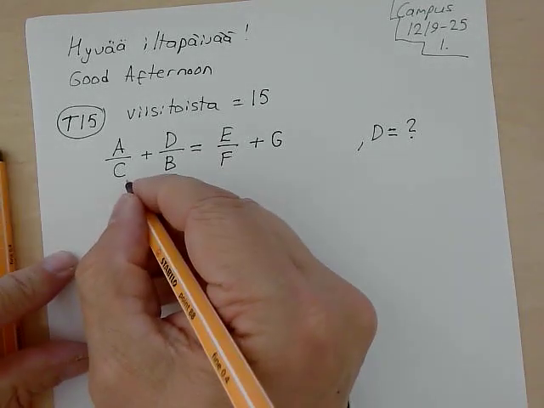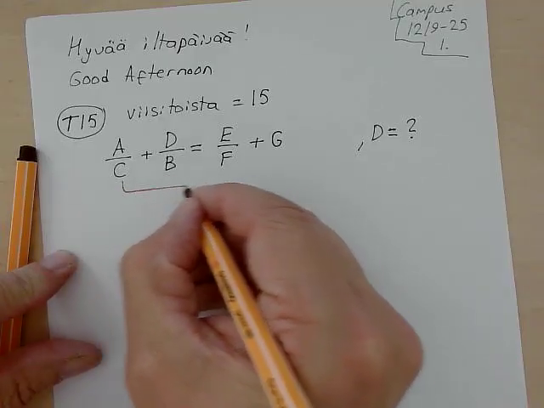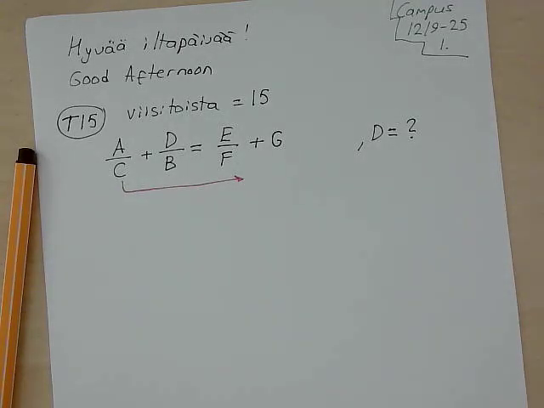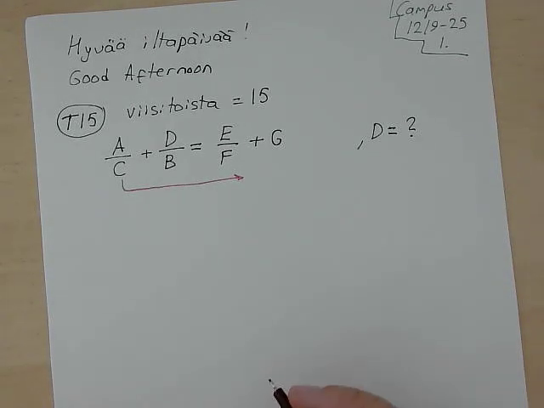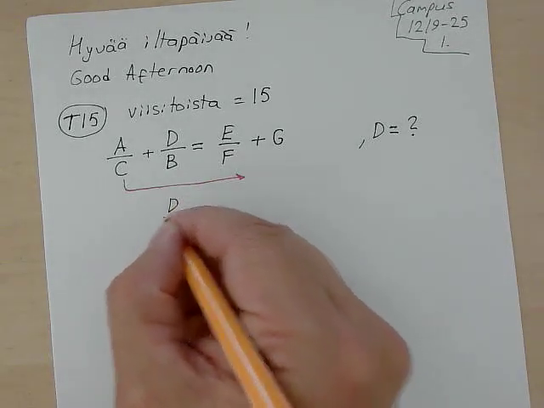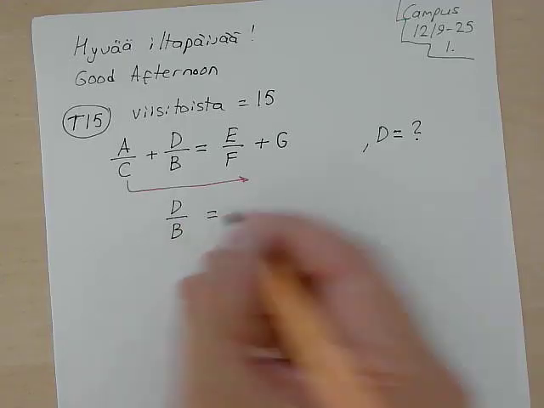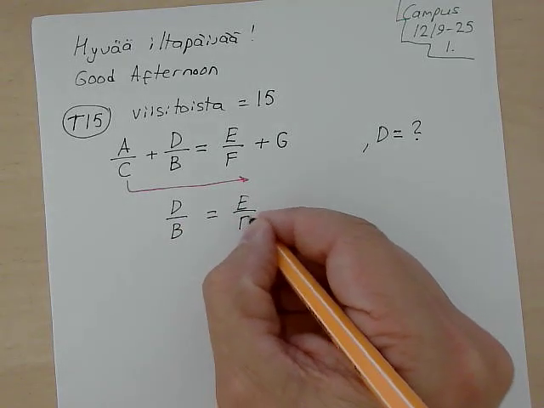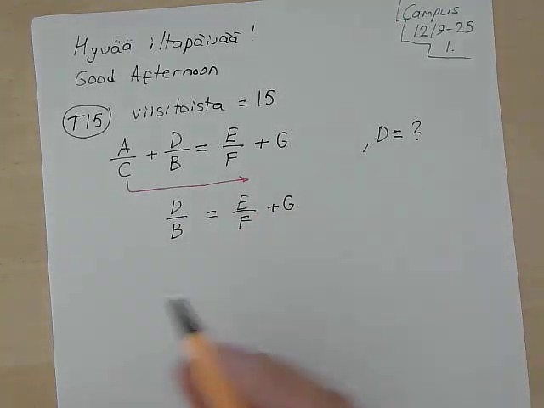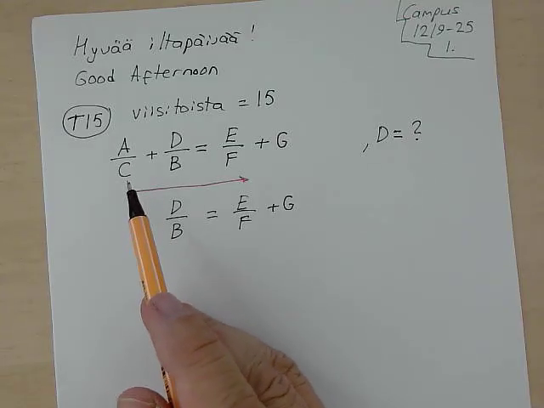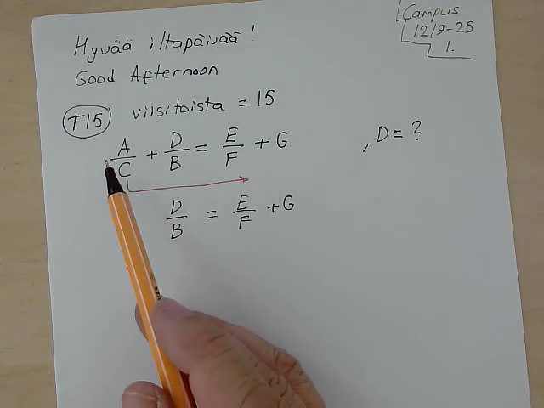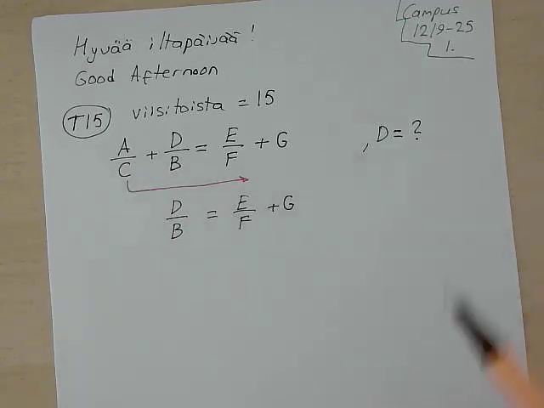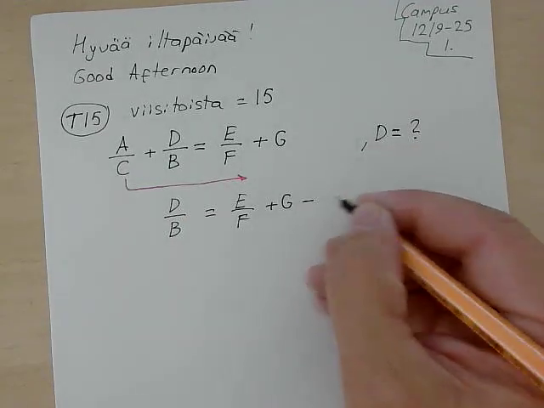So we will move this a divided by c to the right hand side. So that leaves only d per b, or d divided by b, on the left hand side. And when we move this a per c to the right, it will change the sign. So yes, it is plus sign here, so it will be minus a per c.